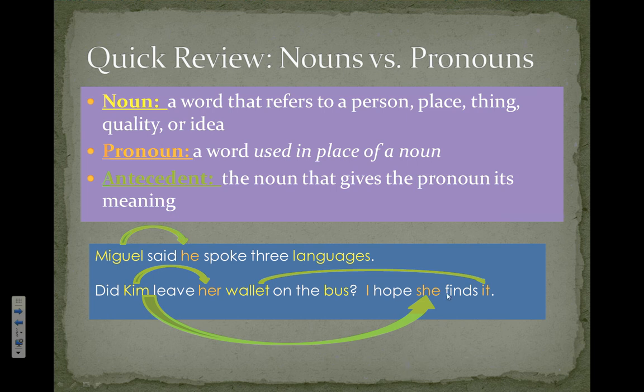So when we look at the second sentence here, I hope she finds it. I is referring to me. That's implied because I'm the speaker. So there is no antecedent for I other than the fact that I'm the one talking. She, the antecedent for she would be Kim, because again, we don't want to say, did Kim leave Kim's wallet on the bus? I hope Kim finds it. So instead we use she. And then it, of course, its antecedent is the wallet, because that's what we hope that she finds. Hopefully now we have nouns and pronouns straight, and we understand that pronouns have antecedents, or nouns to which they refer. Now that we have this down, we can go more in depth with the possessive case.